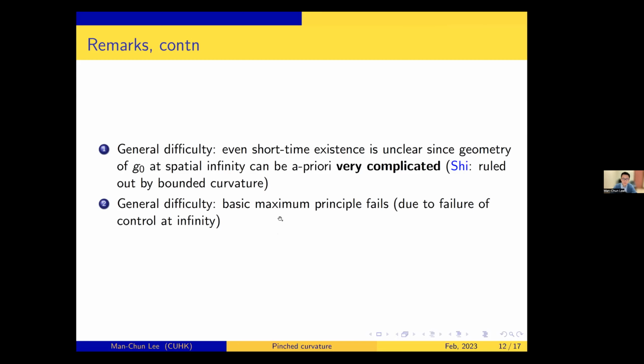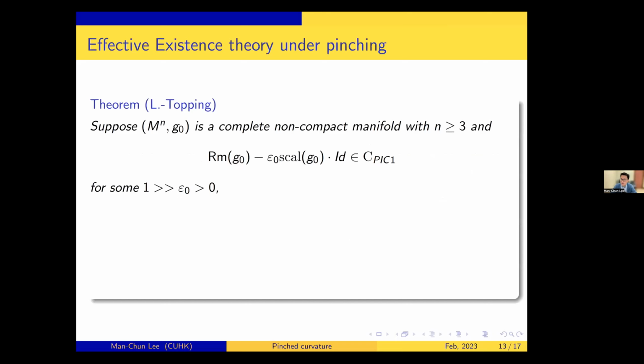The basic maximum principle is not working at all without any further assumption. But nonetheless, we are able to overcome some of the difficulties. This is the existence theory with an effective estimate proved by myself and Zhouping. We consider the same assumption, but without the Pic two condition. We consider complete non-compact manifolds, dimension bigger than two.